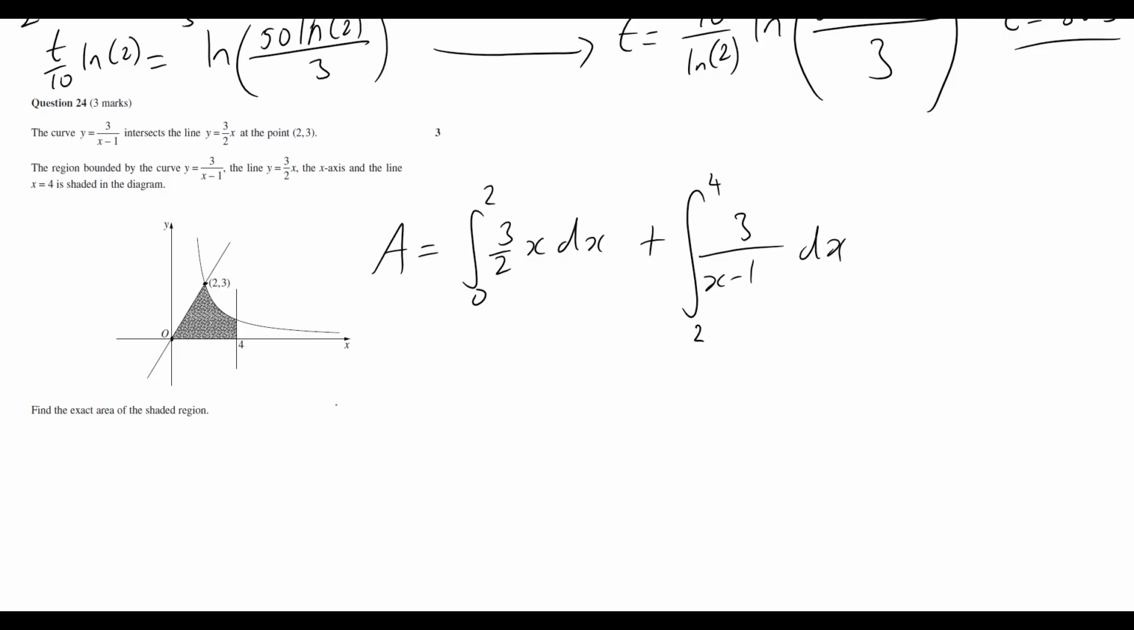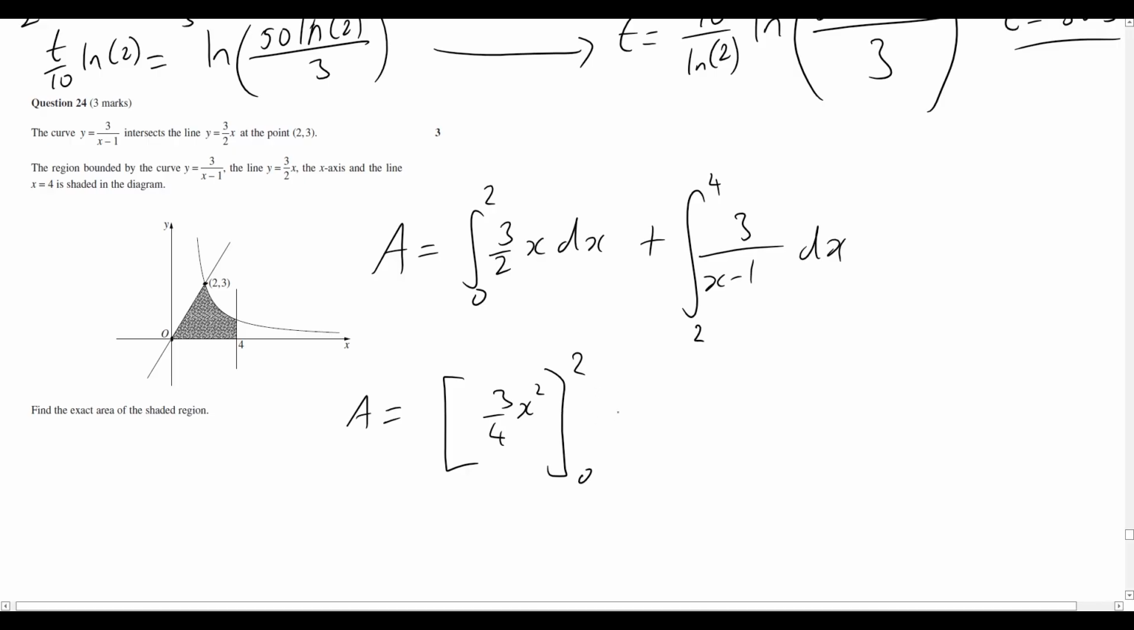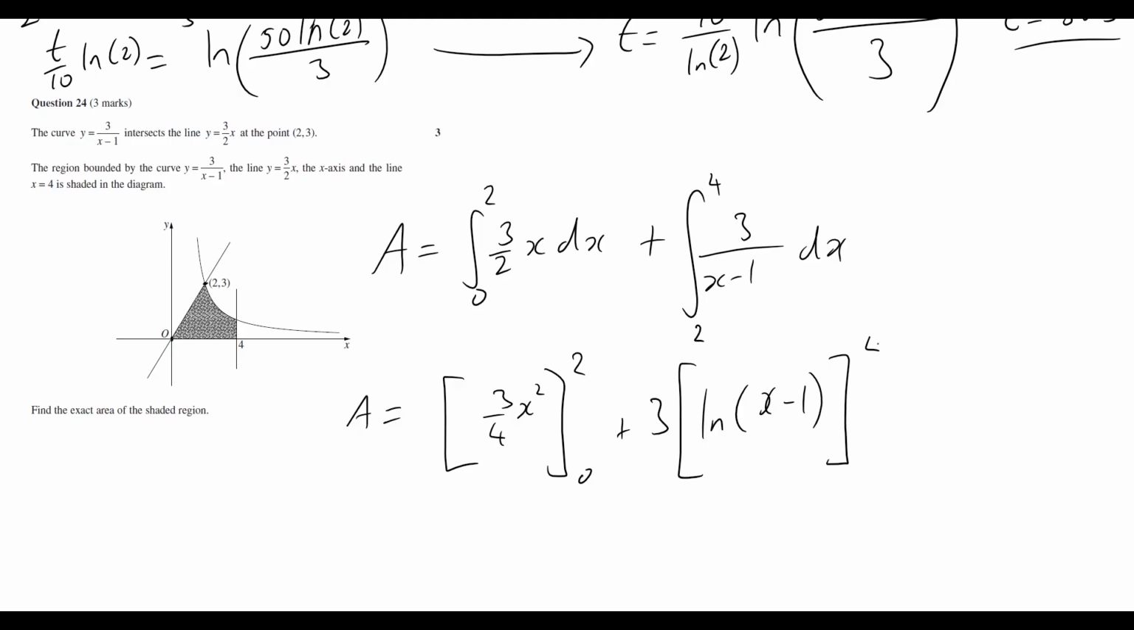Okay, so let's quickly integrate those and let's see what we get. So now we get that the area is going to be equal to 3/4 x squared, from 0 to 2, plus we take that 3 out, and we know that there's going to be the natural log of x minus 1 on the inside there, from values 2 to 4.